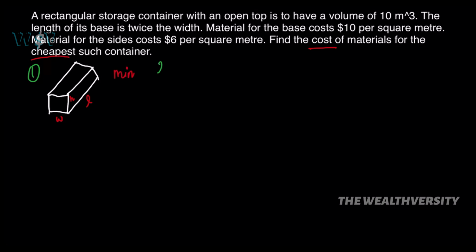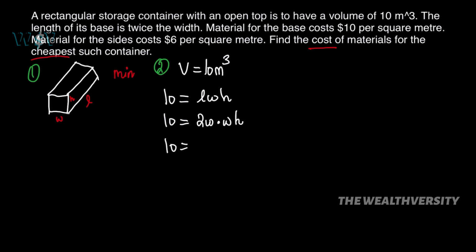The next step is to formulate the equations that we will work with. In this case, we are given the volume, and we are asked for the cost, so our two equations will be volume and cost. Our volume is equal to 10 meters cubed, so 10 is equal to length times width times height. Now in the question it is given that the length is equal to twice the width, so we can substitute 2w for L, and we get 10 is equal to 2w squared times h. Now we isolate for h so we can use it in our next equation, and we get that h is equal to 5 divided by w squared.